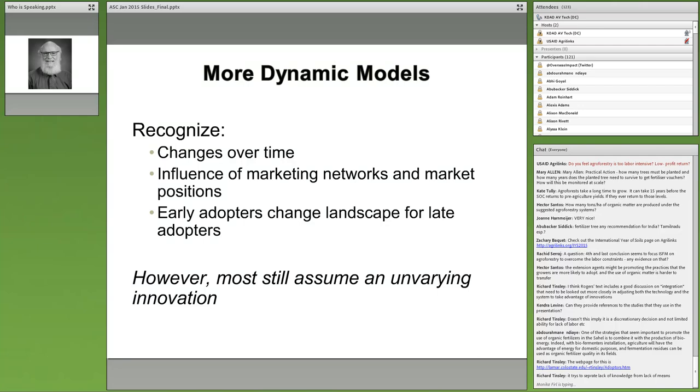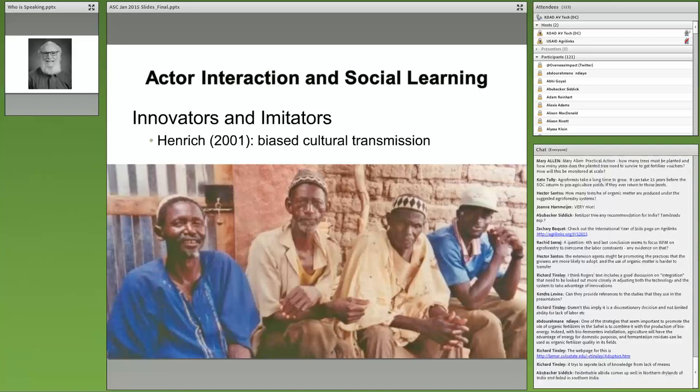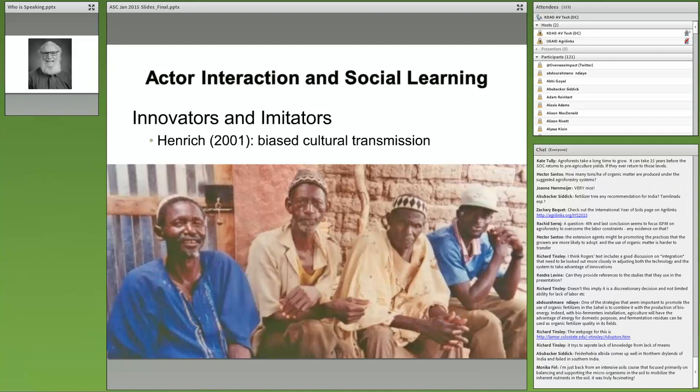Over time, we've come to learn about the importance of actor interactions and social learning. This alters our categorization of actors from various classes of adopters to innovators and imitators, those that are performing different roles. So the actor performs roles. It's not just a static thing that is cut off in a percentage of when something happened. Henrich, in 2001, explored this dynamic, arguing that biased cultural transmission was the predominant force for diffusion. That is copying others who are perceived as role models. This could be because of prestige or similarity, charisma. There are a number of different factors that may be involved in a particular process.